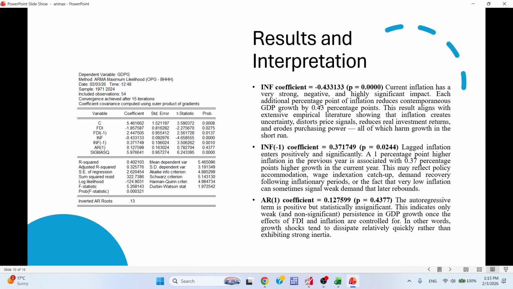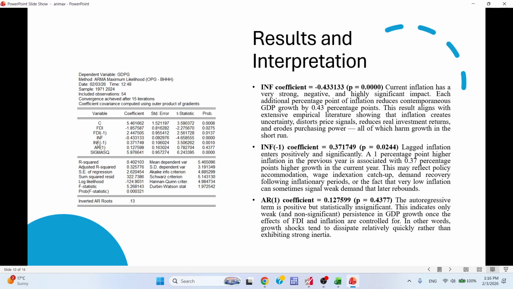Current inflation has a very strong negative and highly statistically significant impact. Each additional percentage point of inflation reduces contemporaneous GDP growth by 0.43 percentage point. This result aligns with extensive empirical literature showing that inflation creates uncertainty, distorts price signals, reduces real investment returns, and erodes purchasing power, all of which harm growth in the short run.